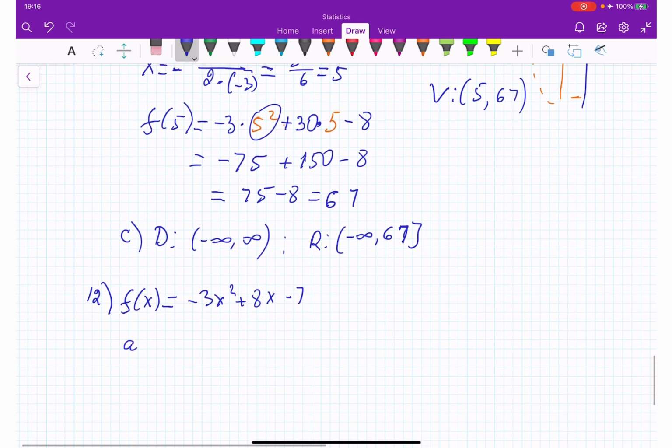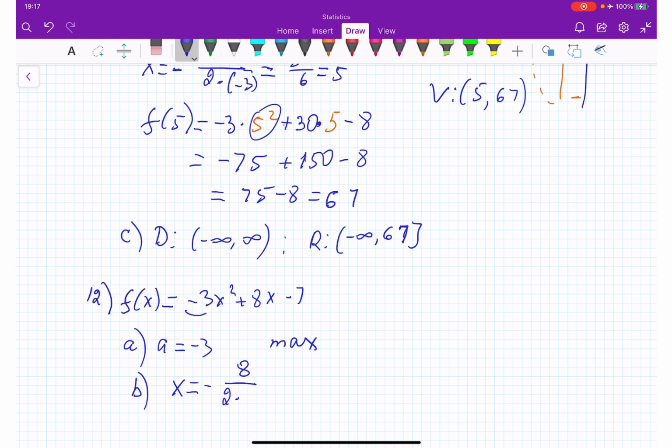So a is equal to -3. Since it's negative, then we are going to have what? Maximum, right? We have max. So let's find the vertex. x is equal to negative, where is my b? It's positive 8 over 2a. So 2 times a is -3. It's going to be -8 over -6.